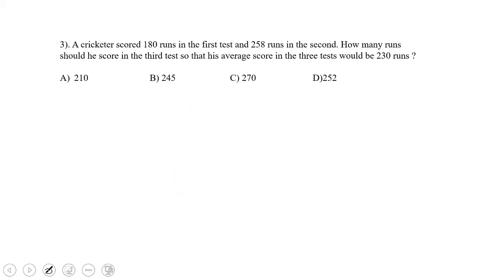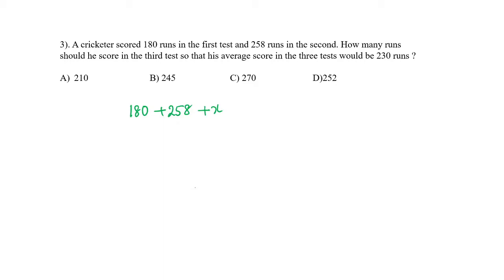Now see the third question. A cricketer scored 180 runs in the first test and 258 runs in the second. How many runs should he score in the third test so that his average score in the three tests would be 230 runs? Average. See here, at the first test, how many runs scored? 180. And the second test, 258. And the third test we don't know. First suppose X.